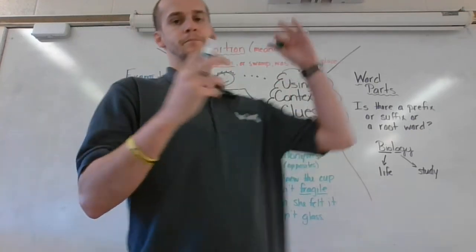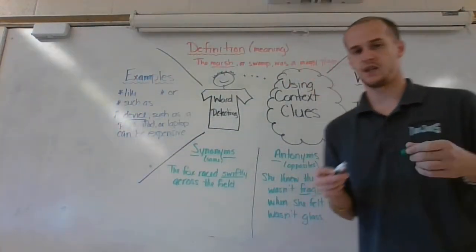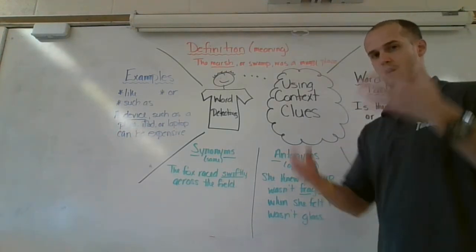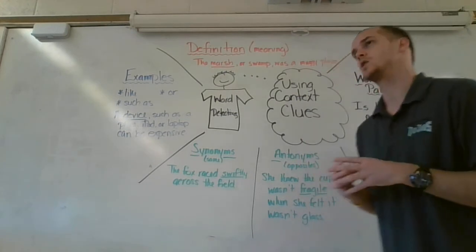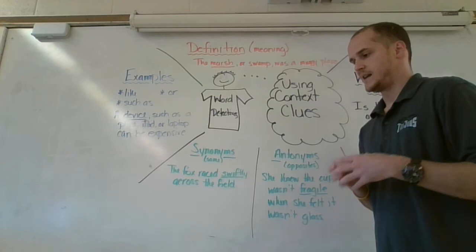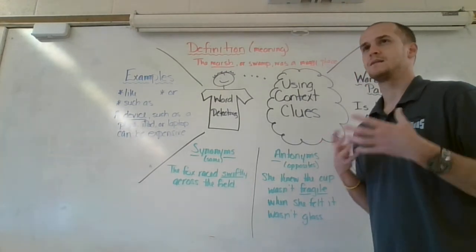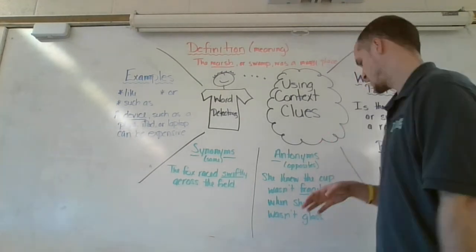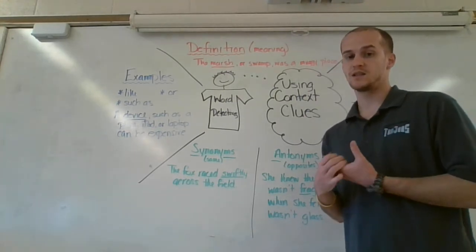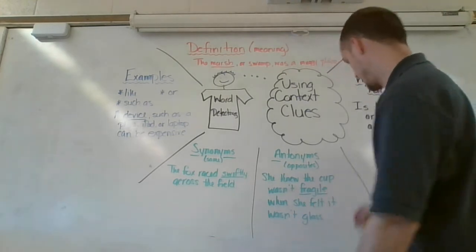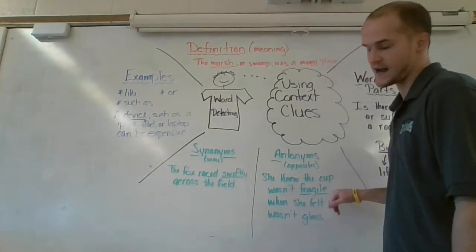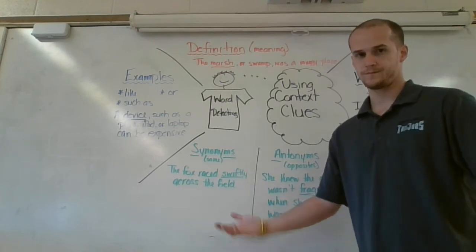And so even if we didn't know what fragile means, we can piece together, we can use our own personal experiences to know if we had a glass cup, it's easily breakable. So she knew it wasn't fragile when she felt it wasn't glass. So if it's plastic, that means it's not breakable. So we've put together that the opposite is not breakable. So then fragile must mean breakable.